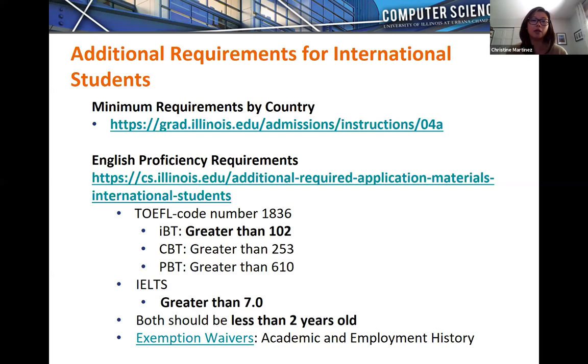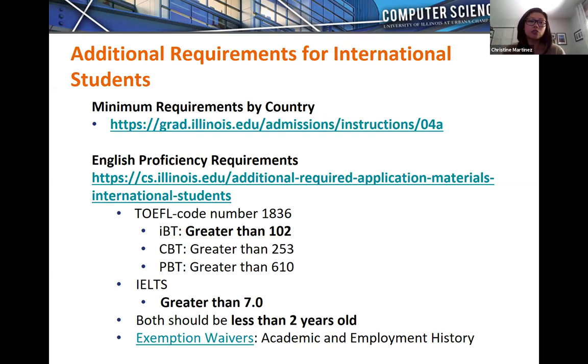For this program, what we're looking for, if you're taking TOEFL scores, you want to have a score of greater than 102. If you're taking IELTS, you want to have a score that's greater than 7. And both of them have to be less than 2 years old by the proposed start term of study. So if you're looking at, for example, getting into spring 2020, your IELTS score should be January 2018, no older than that, essentially.